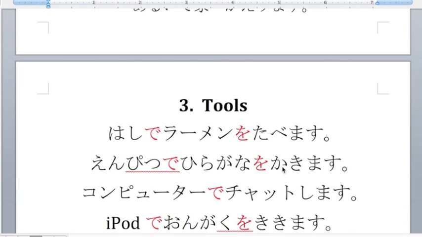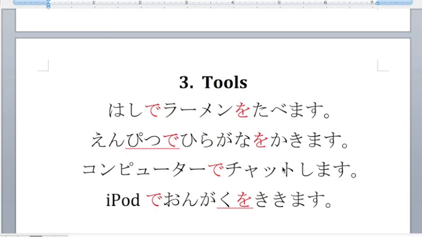3, tools. We got all kinds of tools we use every day to do things. For example, "hashi de ramen o tabemasu." I eat the ramen with hashi, or by means of the hashi, the chopsticks. Or "enpitsu de hiragana o kakimasu." I write hiragana in pencil. Or "computer de chatto shimasu." I'm chatting on the computer. I'm using the computer to chat with somebody. And last but not least, "iPad de ongaku o kikimasu." I listen to music on my iPod, or by means of my iPod, I listen to music.